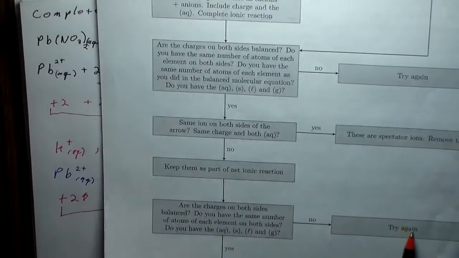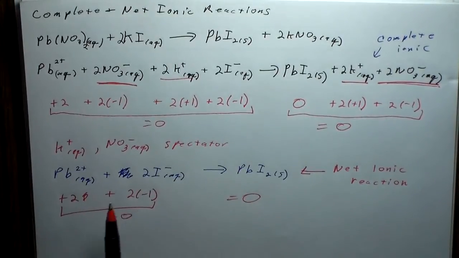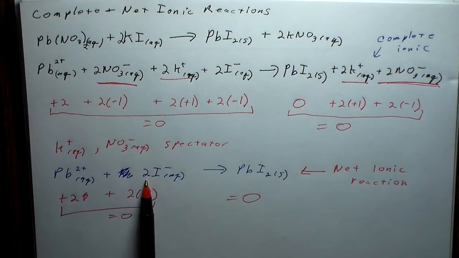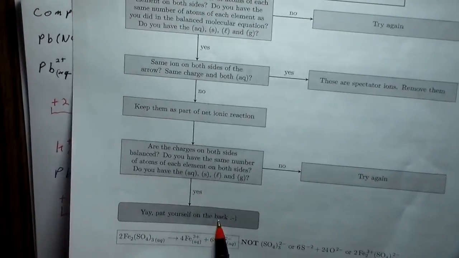So if you didn't, well then you just have to go back and double check that you put all your atoms there. Again, the things that people usually do is they forget the 2 in front of the iodine, or they forget their charges, or forget their aqueous signs. Very typical, and if we got everything right, we're very happy.